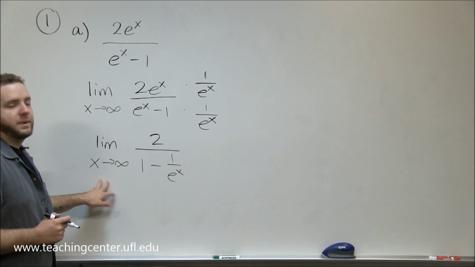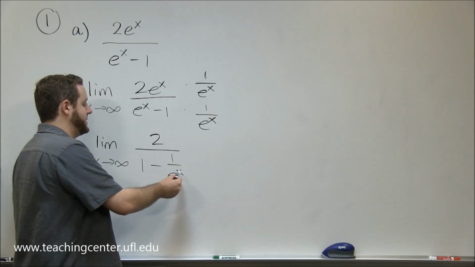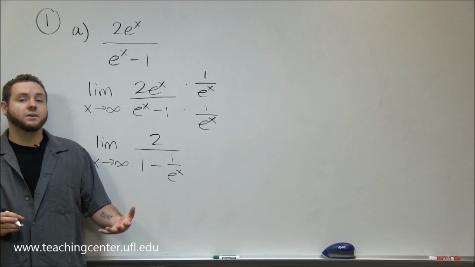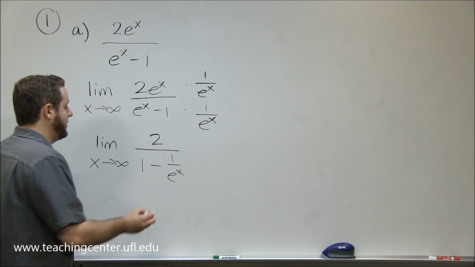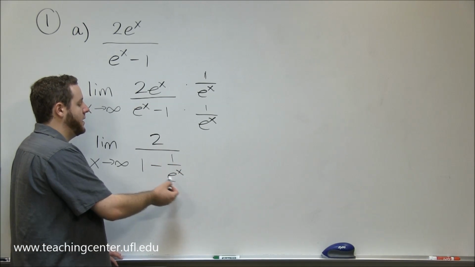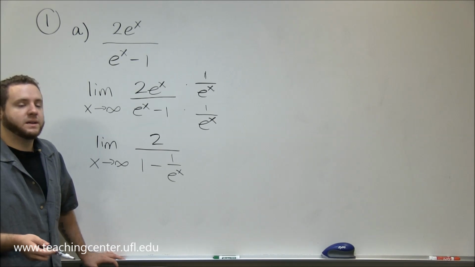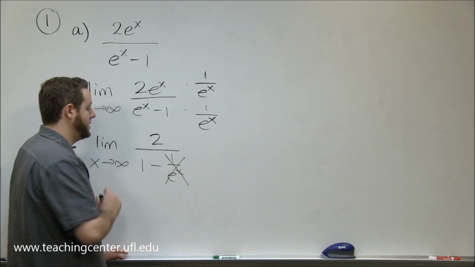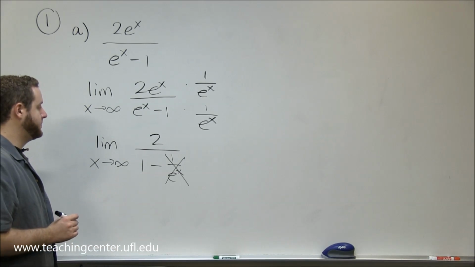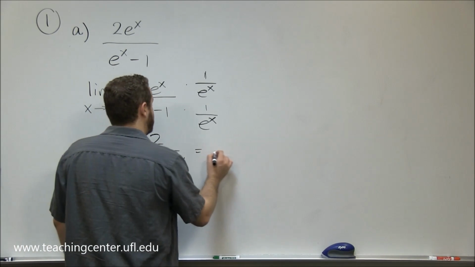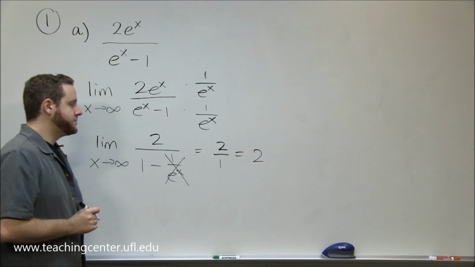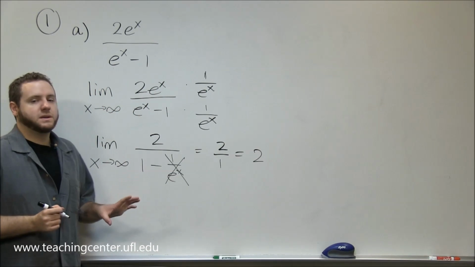So now we can take our limit as x goes to infinity. We know that e to the x as x goes to infinity just keeps getting larger and larger, so that goes to infinity. And whenever you have a constant term divided by a term that's tending towards infinity, then that term is tending towards 0. So this essentially becomes 0 as you do this limit. So then we get the limit as 2 over 1, or just 2. So that's the limit as positive infinity.